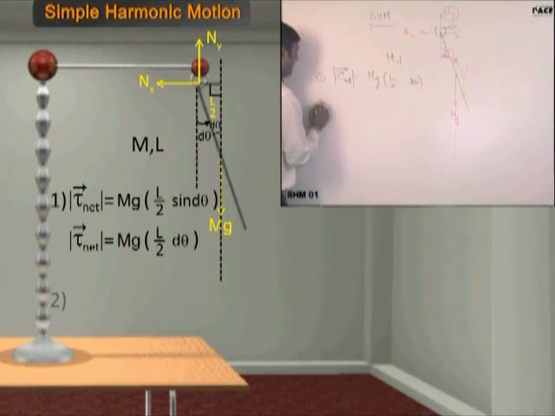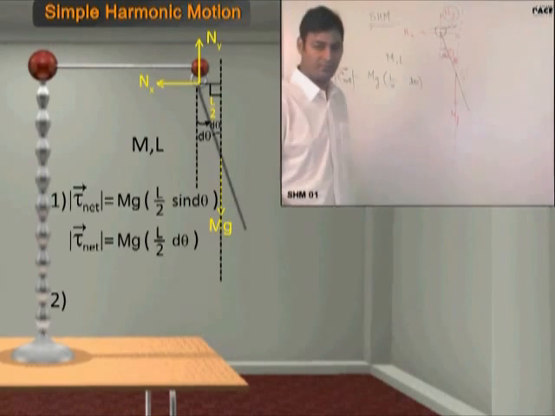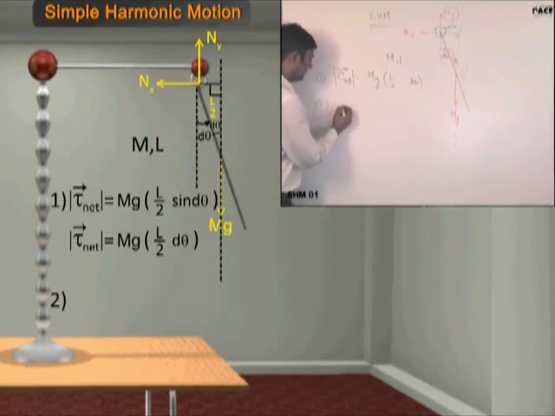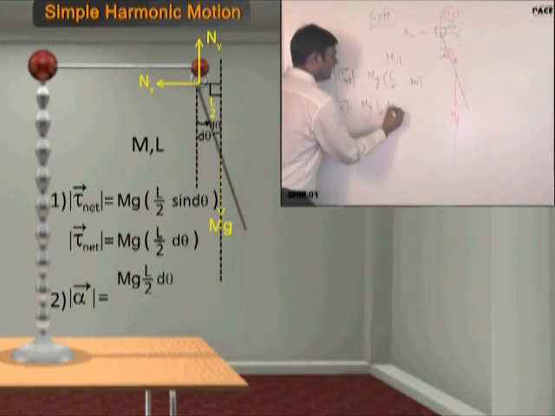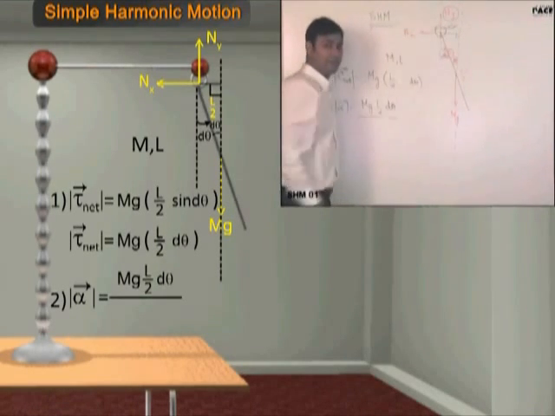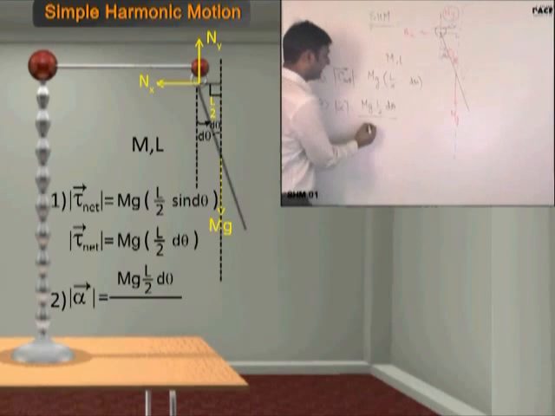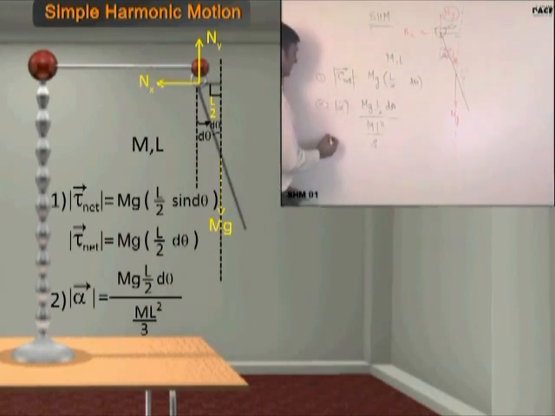What is the next step? So we find angular acceleration. We divide torque by I. Alpha will be equal to torque, which is mg L by 2 d theta, divided by the moment of inertia of the rod about this axis, m L square by 3. Perfect. m L square by 3. Done. And then third step. Alpha is equal to what?